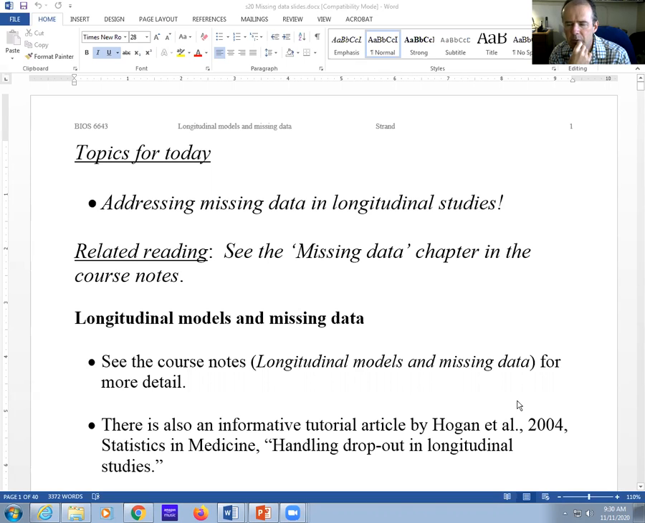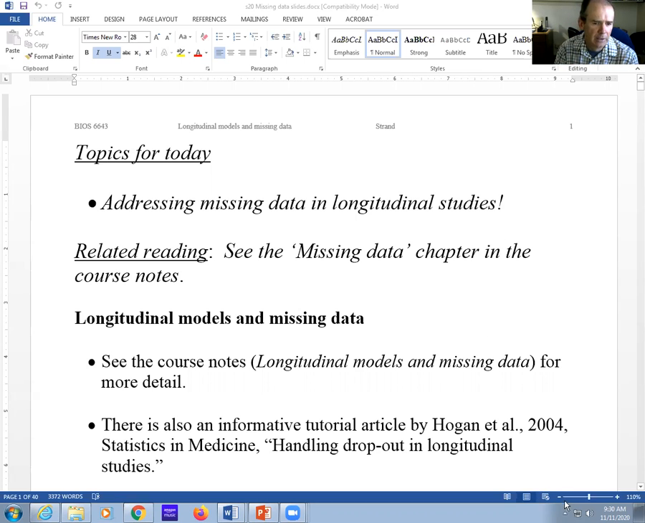Okay, so some of you have already mentioned to me that you have missing data. What makes your data set messy? Well, subjects may drop out. You may have missing data. And so I really would like to see you guys apply some of the methods that we're going to talk about today.